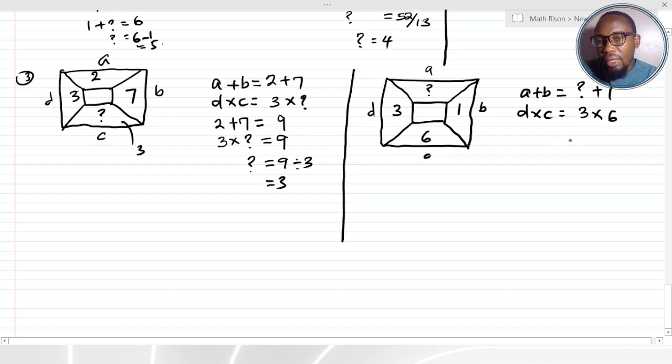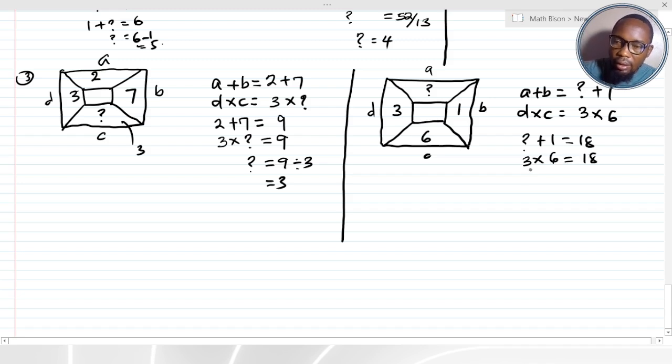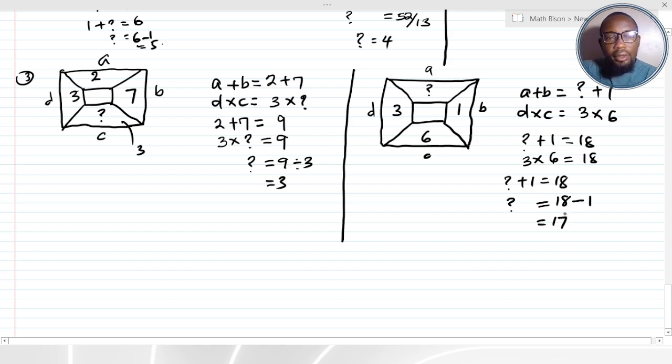And what are we going to do, guys? Here, we are obviously seeing that that missing number plus 1 should give us what? The same answer as 3 times 6, which is 18. Now, if a missing number plus 1 gives 18, then that missing number must be 18 minus 1. So we have 17. That's the answer, guys.